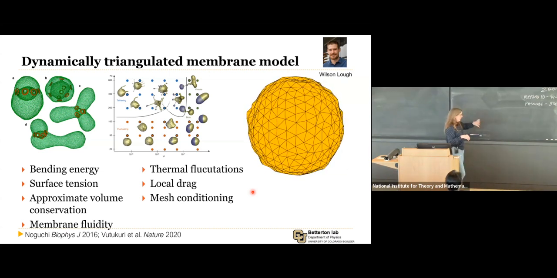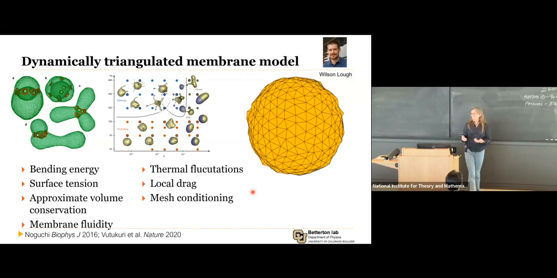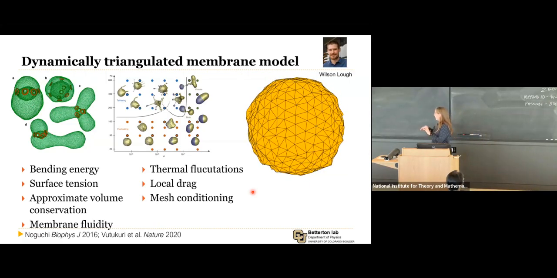Again, this is a Helfrich-type model. There's bending energy and surface tension, and approximate volume conservation. The membrane is fluid and undergoes local thermal fluctuations with local drag.